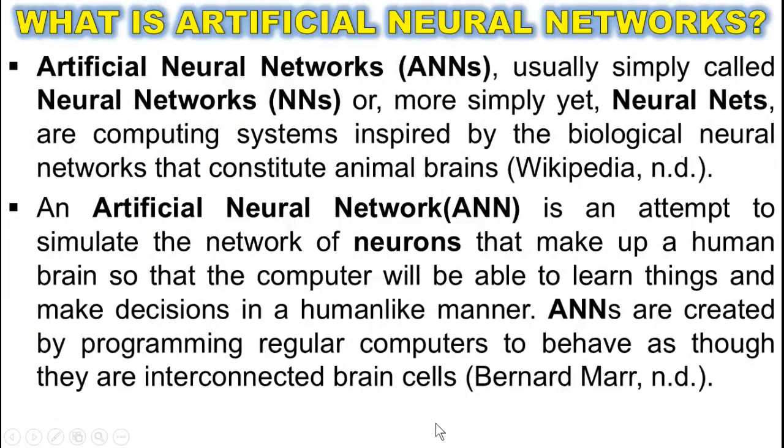Artificial neural networks, usually simply called neural networks, or more simply yet, neural nets, are computing systems inspired by the biological neural networks that constitute animal brains. An artificial neural network is an attempt to simulate the network of neurons that make up a human brain so that the computer will be able to learn things and make decisions in a human-like manner. Artificial neural networks are created by programming regular computers to behave as though they are interconnected brain cells.